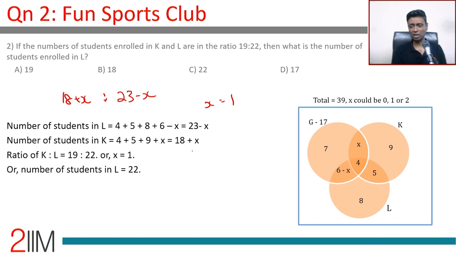Number of students registered in L. L is 23 minus X, which is 22. Done. We needn't have done any of this. The ratio is 19:22. We're talking about integers. It could only be 22. Nothing else is possible.